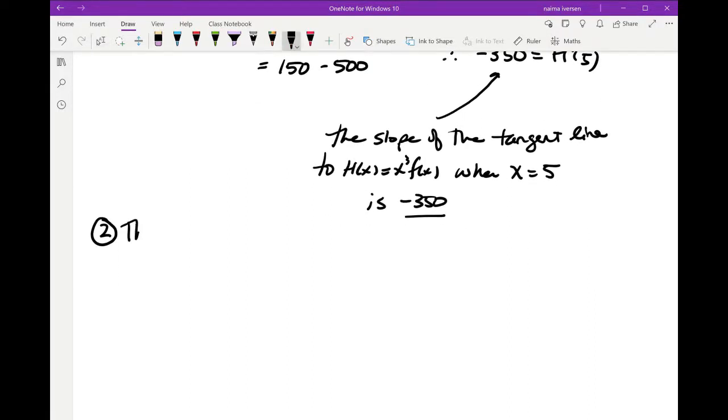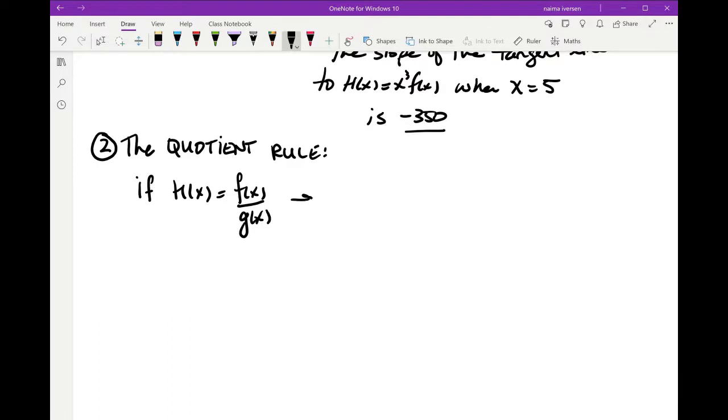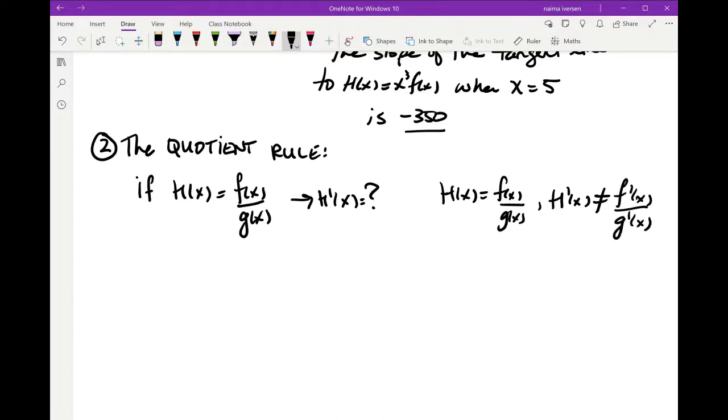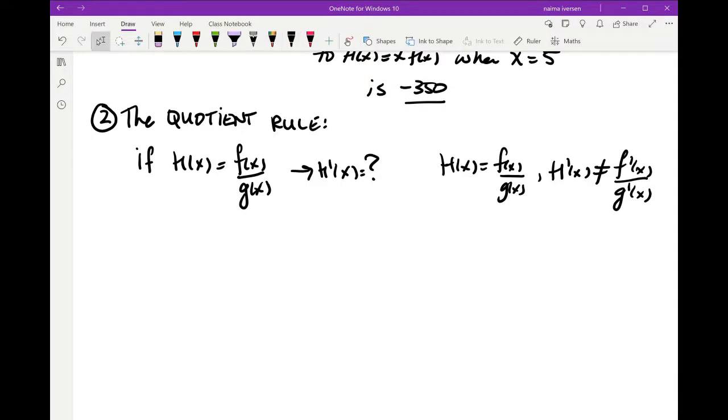The second thing that I'm going to be taking a look at today is the quotient rule. So a quotient is a fraction. And the quotient rule says that if h of x is equal to f of x divided by g of x, we want to figure out what h prime of x is going to be. With the quotient rule, same as before, h prime of x is not going to equal f prime of x divided by g prime of x, unfortunately. So we have to figure out a way of doing this.